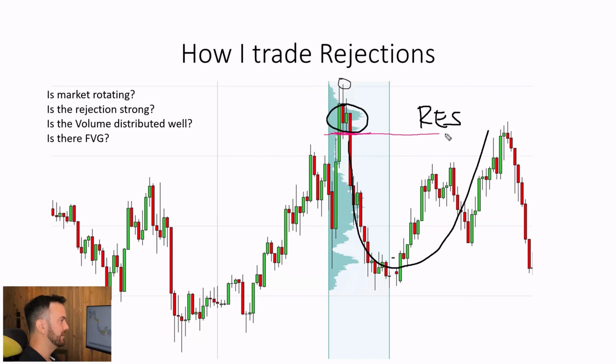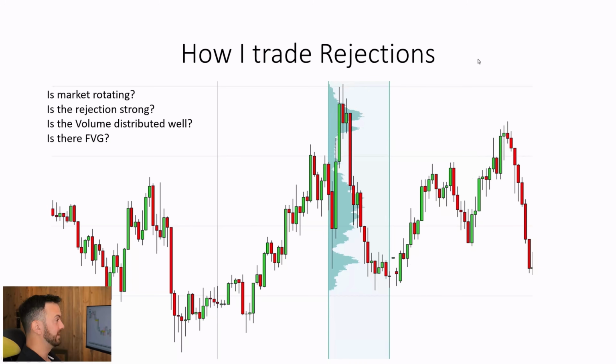So in this case, this would be the short level, and if the price hits that level, then it is short from there. So again, you need to see a rejection, you wait for pullback to the heavy volume zone, and from the beginning of the heavy volume zone, you go short. Right? This is how I trade rejections.